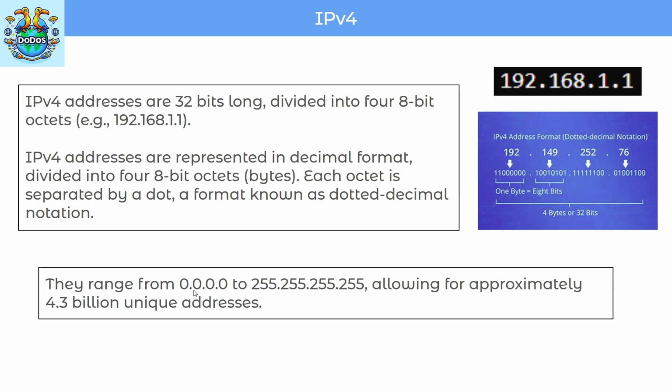They range from 0.0.0.0 to 255.255.255.255, allowing for approximately 4.3 billion unique addresses. So you might think this is a lot of addresses, but it runs out. We are actually on a shortage of IPv4 addresses. Hence, we'll describe the need for private addressing soon.